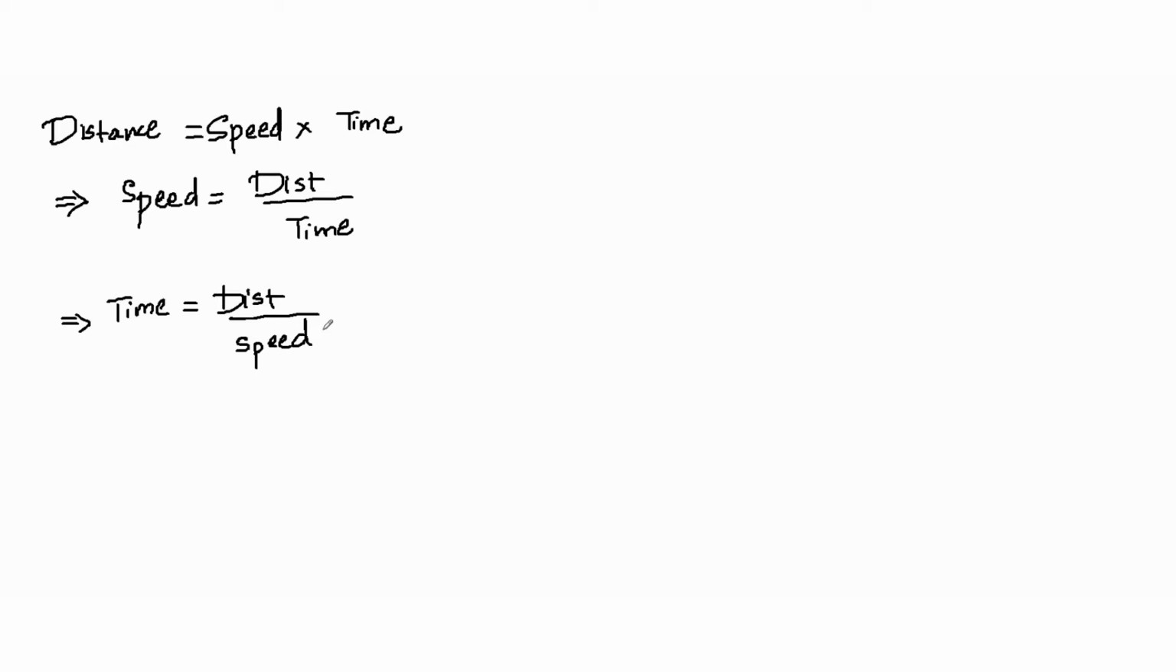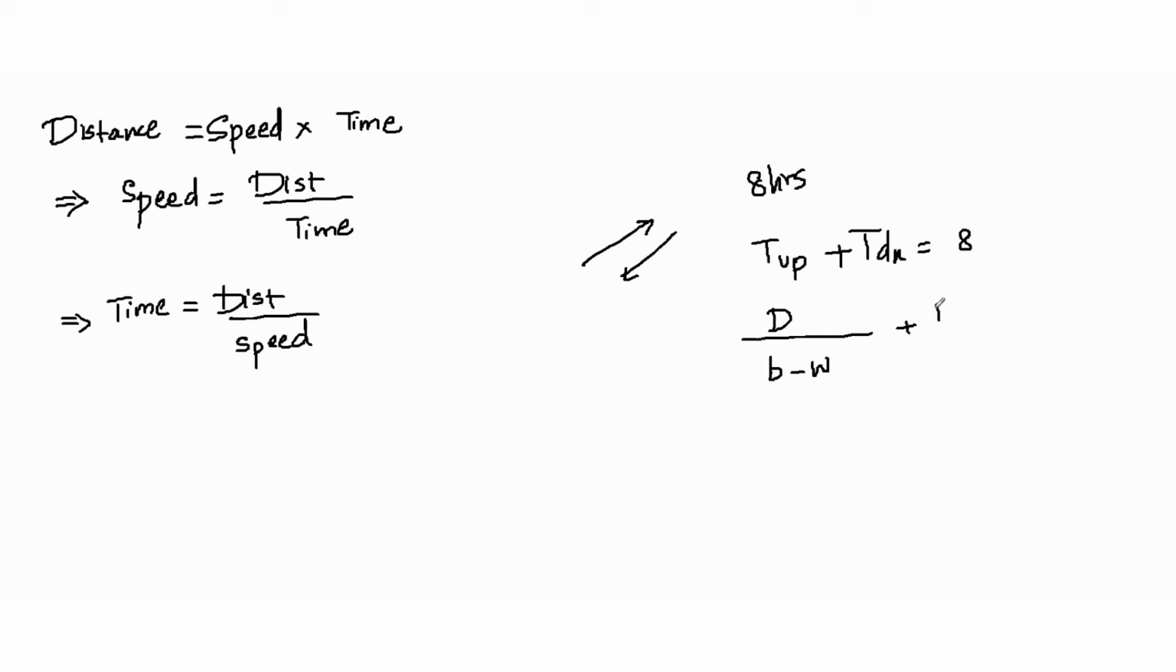So in case the time is given to you, then I would go with the third equation here, right? Suppose they give you the time taken to go upstream and return downstream is say 8 hours. In that case, I would say time taken to go upstream plus time taken to go downstream is 8 hours. Now time taken to go upstream is going to be distance upon B minus W, because this is the effective speed of the boat upstream, and time taken to go downstream is going to be distance upon B plus W, right? And this addition is equal to 8.